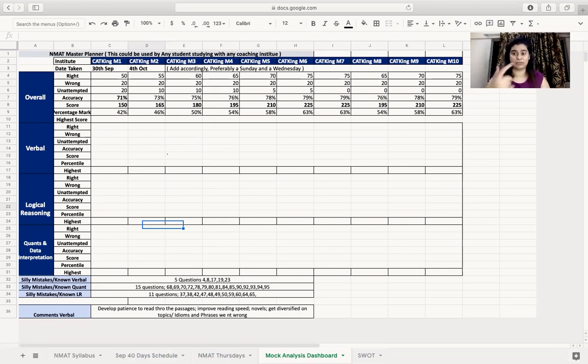Then we will have our strategy discussions on NMAT Thursdays, which I will be taking for you. And very important, on weekends, you will all be giving mocks. This is a very important thing, a mock analysis dashboard. I want each one of you to give every mock and analyze yourself.